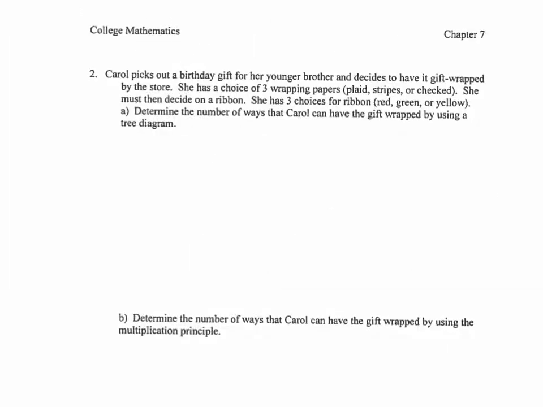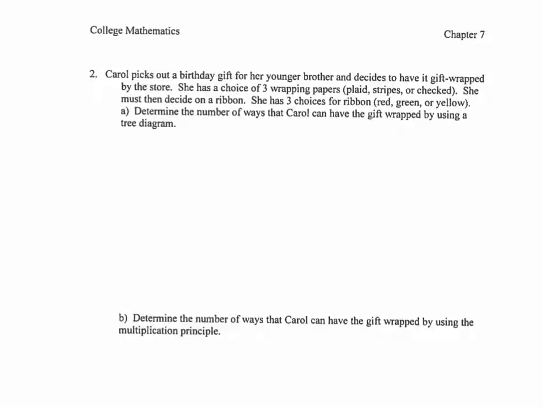All right, so Carol picks out a birthday gift for her younger brother, decides to have it gift wrapped by the store. So she has some choices. She can have 3 different kinds of wrapping papers, either plaid, stripes, or checked. And then she's going to pick a ribbon. She's got 3 choices for the ribbon. It can be red, green, or yellow. Now, the first thing it asks you to do is to determine the number of ways she can have it gift wrapped using a tree diagram.